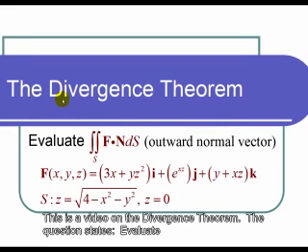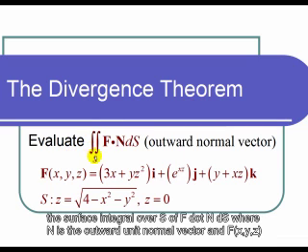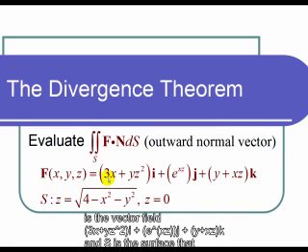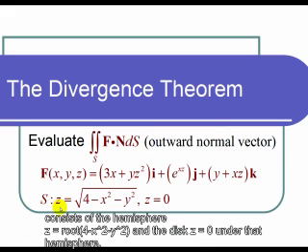This is a video on the divergence theorem. The question states, evaluate the surface integral over S of f dot n dS, where n is the outward unit normal vector, and f of x, y, z is the vector field (3x plus yz squared) i plus e to the xz j plus (y plus xz) k, and S is a surface that consists of the hemisphere z equals the square root of 4 minus x squared minus y squared, and the disk z equals 0 under that hemisphere.